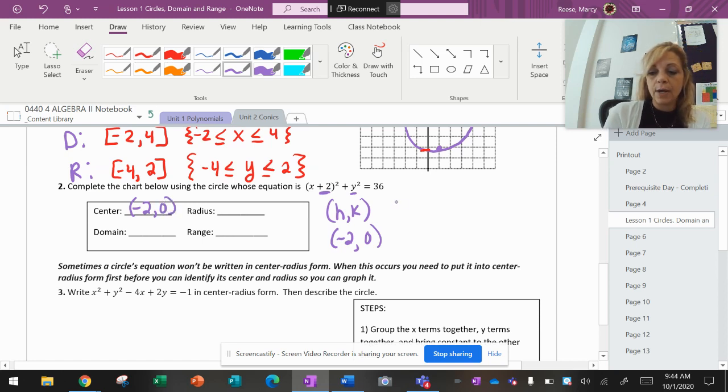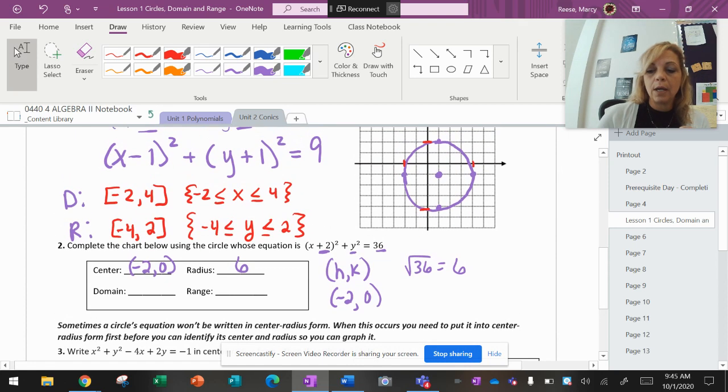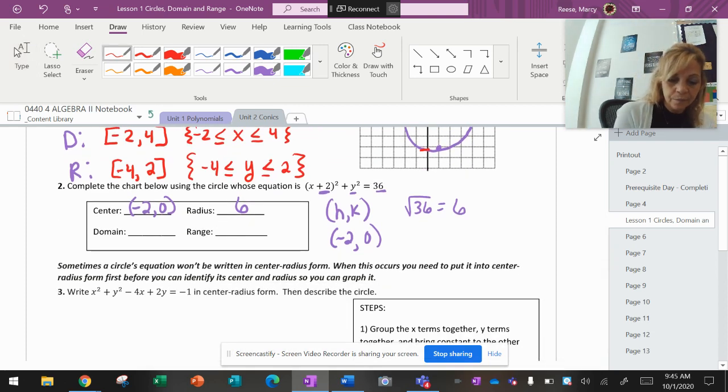And then your radius, remember, is here squared. So you're going to take the square root of 36, and that's going to be 6. Okay? Now, to find the domain, it is left to right, the x's. So you're going to come to the center, okay? You're going to go to -2, and you're going to subtract 6, because from the radius, we subtract 6 to go to the left. So I'm taking the -2 and I'm minusing 6. So that means if I were to graph it, it would go all the way to when x is -8.